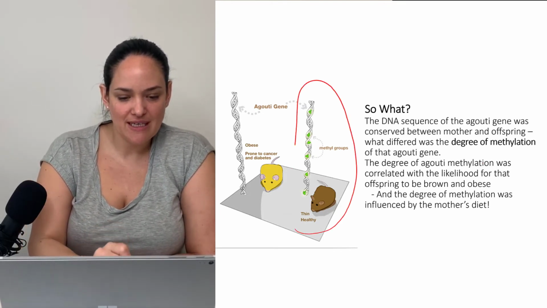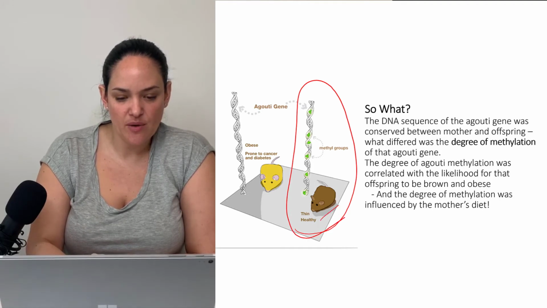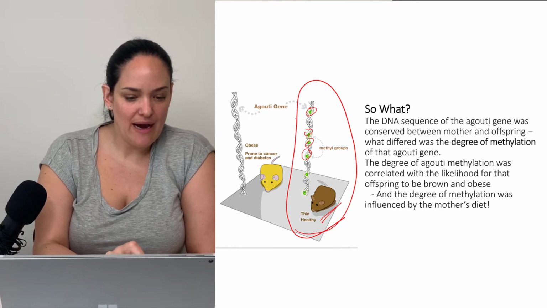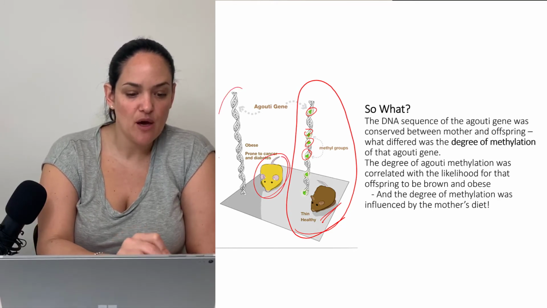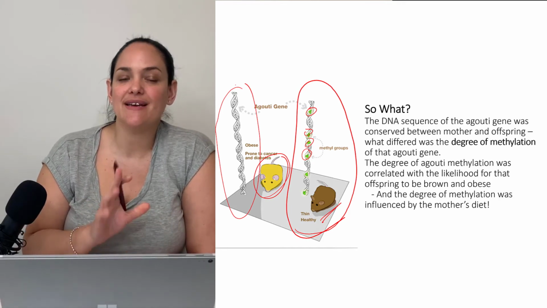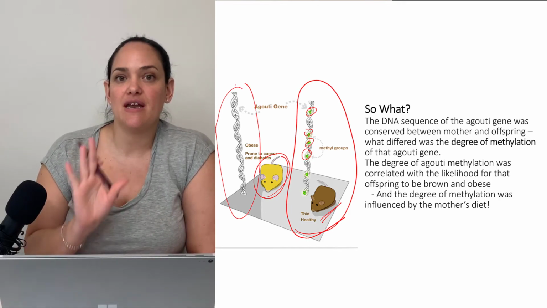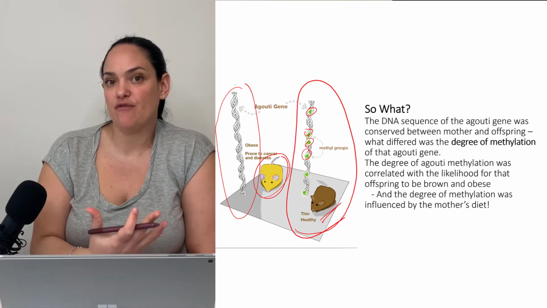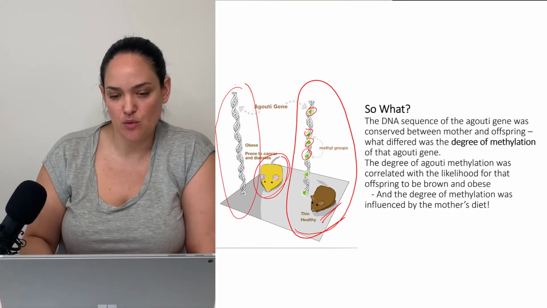Again, we're more likely to see that thin, healthy brown appearance when we have more methylation. Whereas we are more likely to have that obese and yellow phenotype when there's less methylation. Again, giving an argument for DNA methylation as being one of the epigenetic changes that can affect risk for disease, and in this case, obesity.